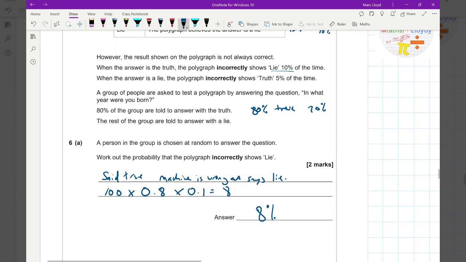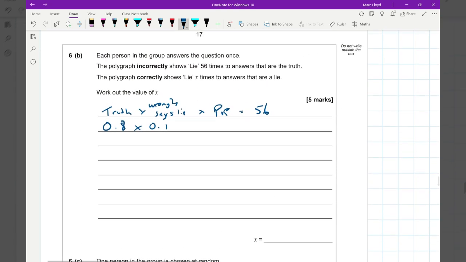Is that correct? Let's go up there. Yep. And then we times it by the population, and that made 56. So 0.08 times by the population equals 56. So the population equals 56 divided by 0.08. 56 divided by 0.08. 700 people.